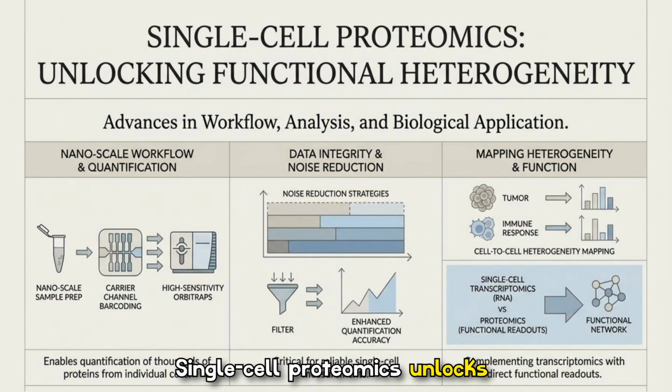Single-cell proteomics unlocks cellular heterogeneity by using nanoscale sample prep, carrier channels and highly sensitive Orbitrap instruments to quantify thousands of proteins per cell. Noise reduction and enhanced quantification accuracy are essential, and integrating these data with single-cell transcriptomics helps map functional networks, tumor or immune heterogeneity, and direct functional readouts.